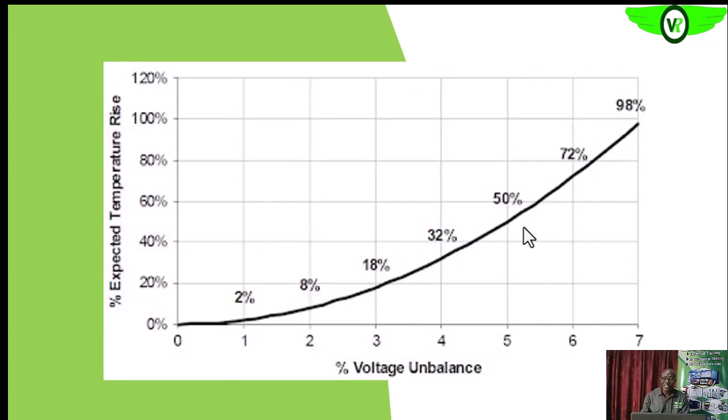Why unbalance is very dangerous can be shown in this graph that you can see. On this graph, you see the percentage of unbalance and the expected temperature rise. Usually an unbalance of 1 percent can create a current unbalance of between 6 and 10%.